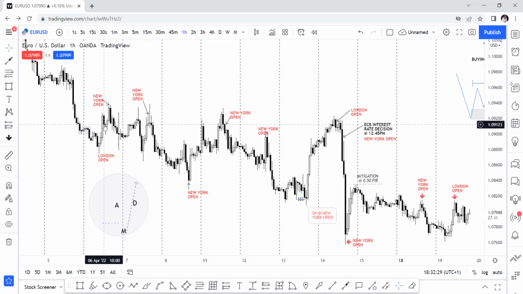So we can see as London distributes profit into New York, and at 1300, what do we have? We have a reversal. It's a sell downward.